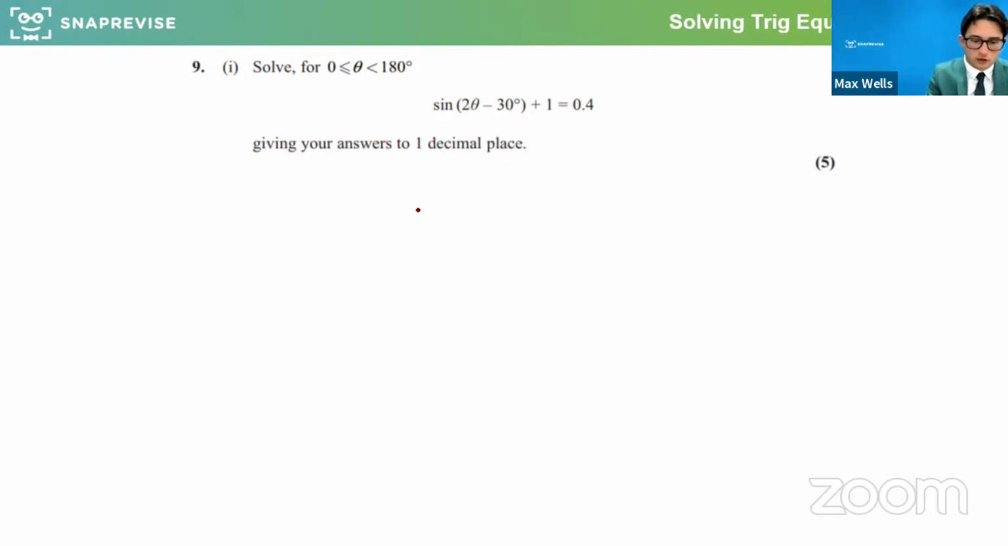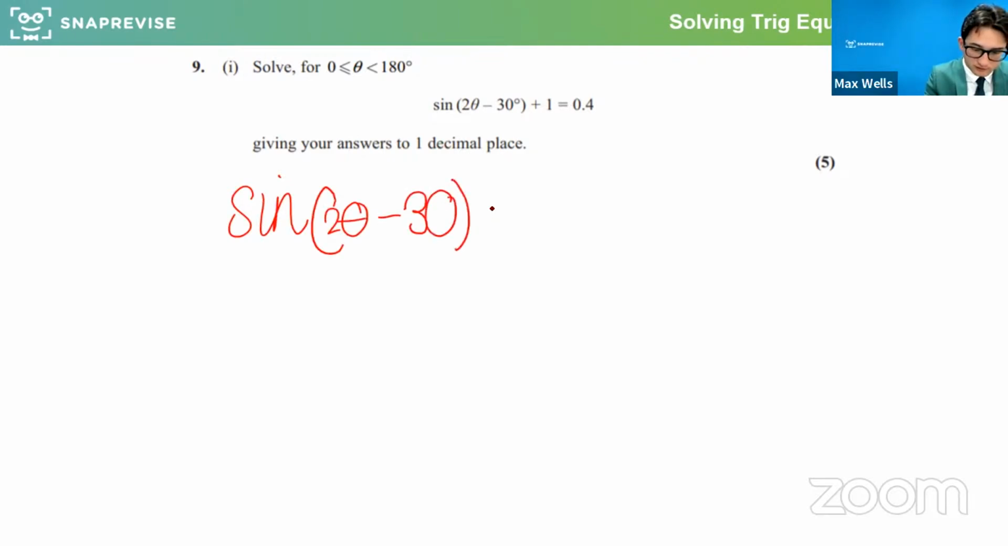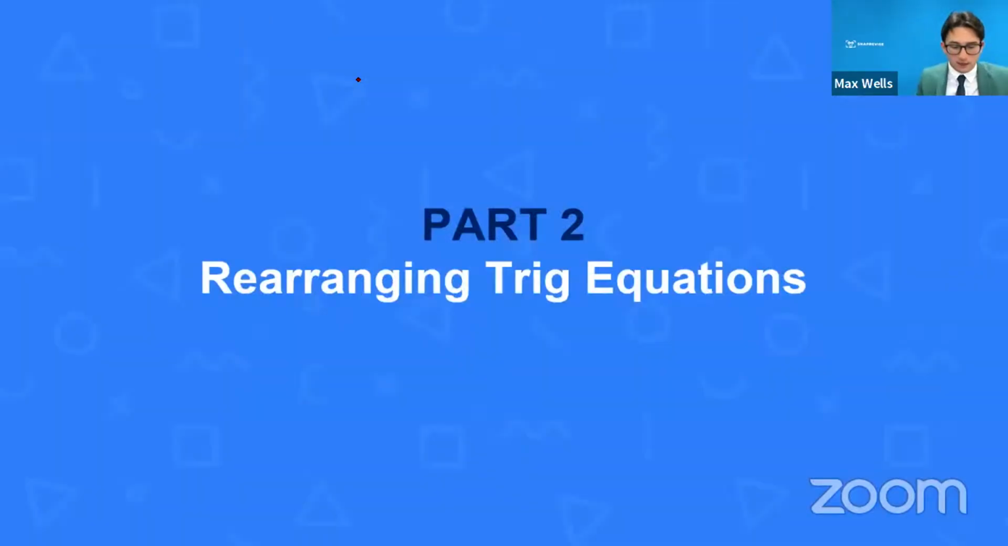So if you guys want to try this, as I said, the first step is to minus off, and then you're effectively solving minus 0.6. And then you're just being careful that you're solving it in that interval. So you're going to have to extend the domain. So give that a go. Let me know, and let's move on.